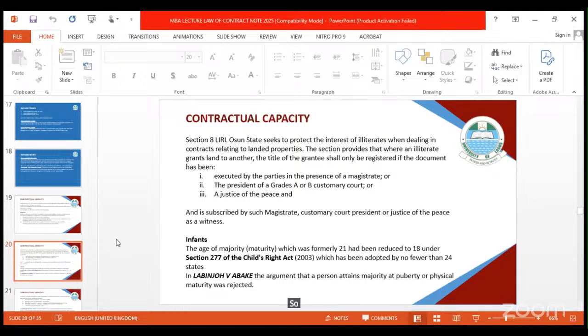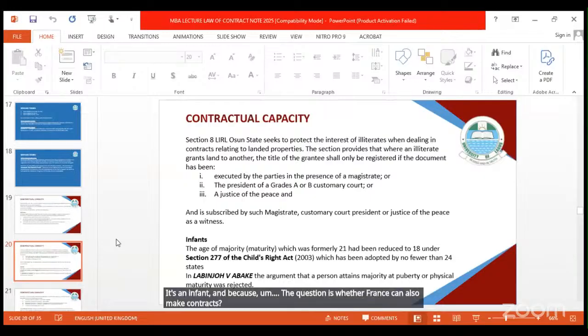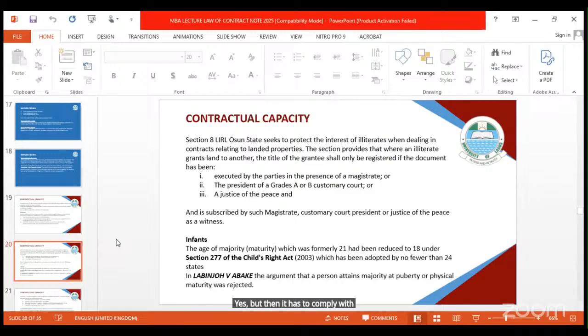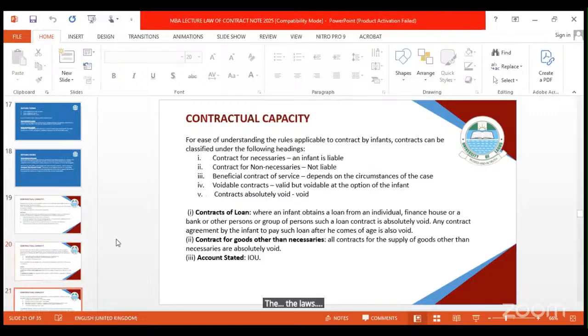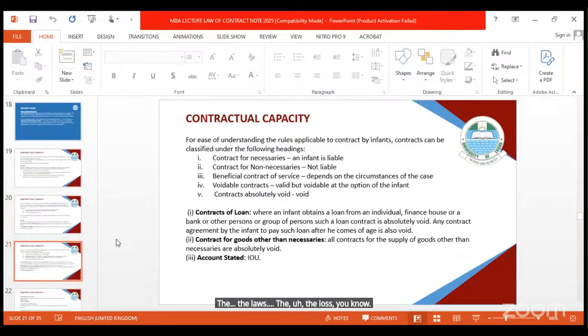So, for infants, I said that before, any person below 18 years is an infant. The question is whether infants can also make contracts. Yes, but then it has to comply with what the laws provide. And of course, if you read the first paragraph there, they're saying that for the purpose of capacity, it classifies an infant.